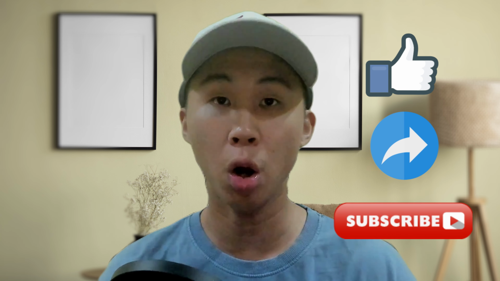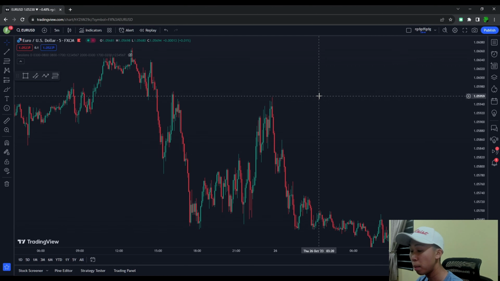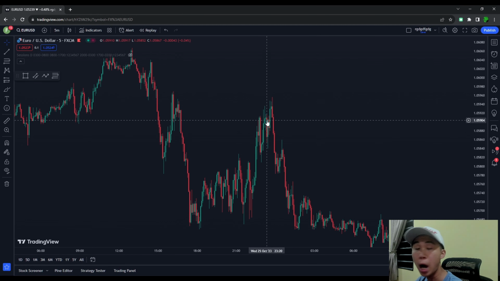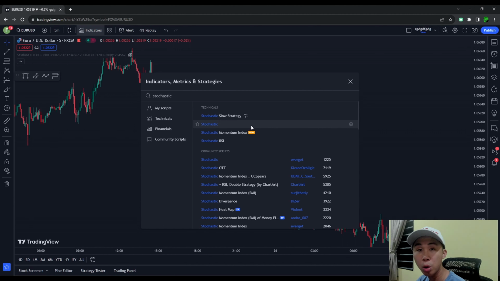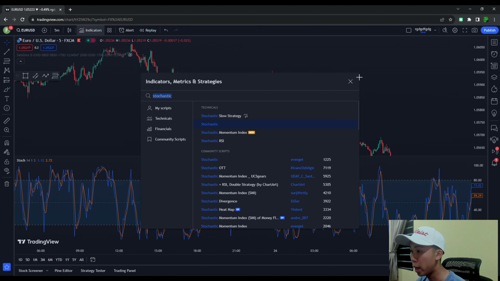Let's begin our intro on this 5-minute supply and demand scalping strategy. This strategy does not just depend on identifying supply and demand and trading off it. You need an extra confirmation. So for this strategy, I'll be recommending this indicator, called the stochastic, to add on to your supply and demand trading strategy.